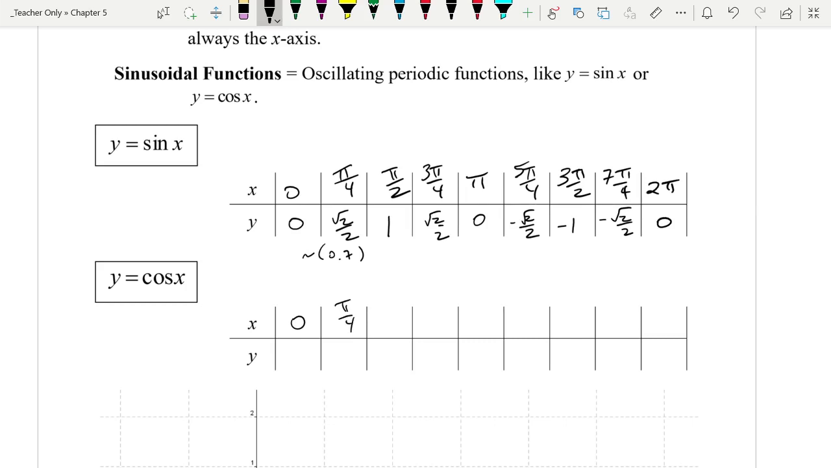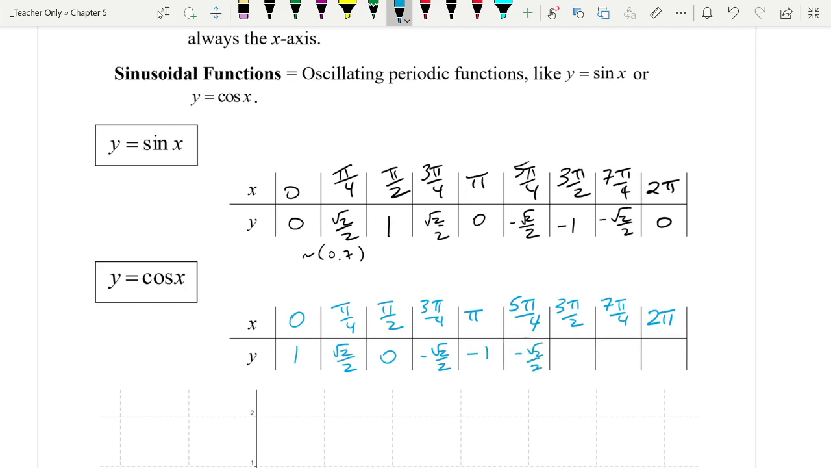Cosine, using the same coordinates. Actually, I'm going to do this one in a different color. You've got 2 colors. Switch colors. Pi by 4, pi by 2, 3 quarters, 4 quarters, 5 quarters, 6 quarters, 7 quarters, and 8 quarters. And that'd be 0. Oh, wait, sorry. That'd be 1. This one's root 2 over 2. This one is 0. This one's negative root 2 over 2. This is negative 1. Negative root 2 over 2. 0. Root 2 over 2, and 1.